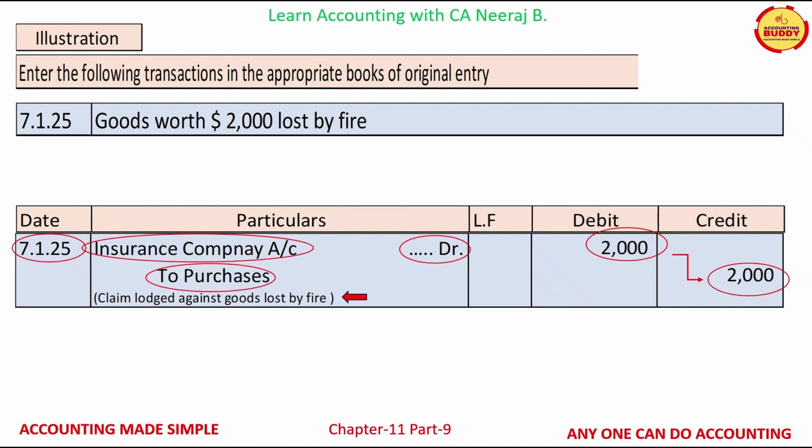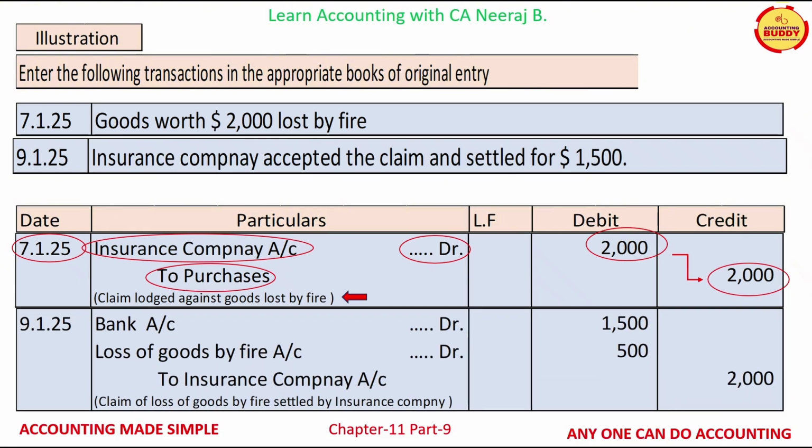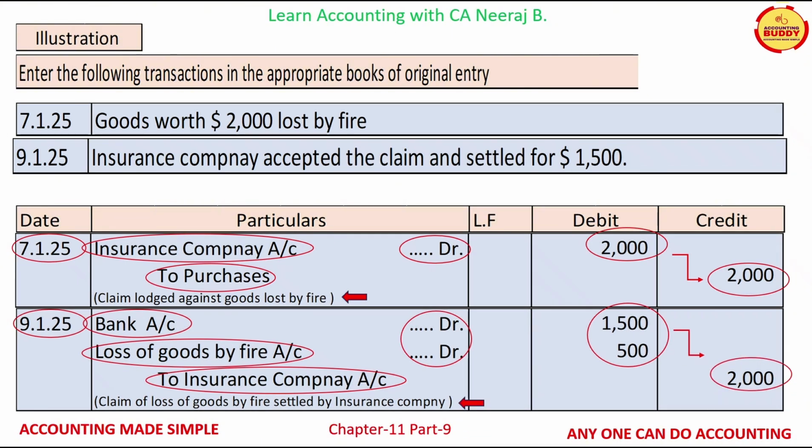Next transaction on your screens is on 9th of January 25, insurance company accepted the claim and settled it for $1,500. This transaction will be recorded on 9th of January 25. The accounts affected by this transaction are bank account, loss of goods by fire account, and insurance company account. Bank account and loss of goods by fire account will be debited with $1,500 and $500 respectively, and the insurance company will be credited with $2,000 by writing the proper narration.